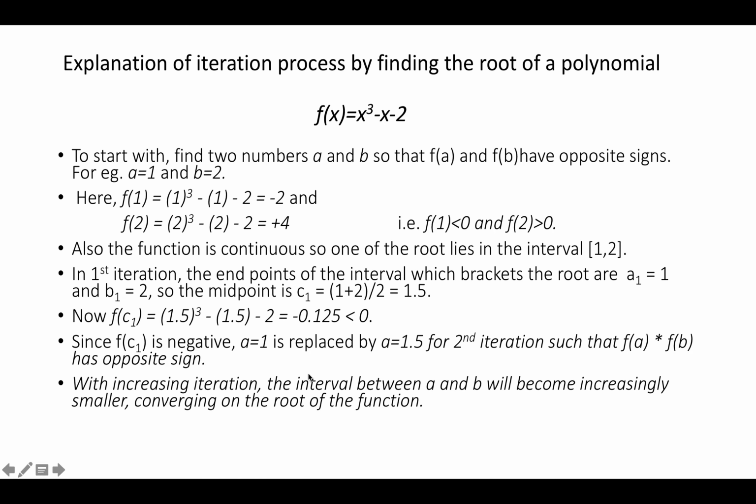So with increasing iterations, the interval between a and b will become increasingly smaller and converge onto the root of the function. So earlier you had the interval 1, 2, all right. In the second iteration, you have the new interval 1.5 comma 2, which is 1/2 of the initial interval. So with every iteration, your interval size keeps on reducing to 1/2, and finally in the end you will converge to the root.